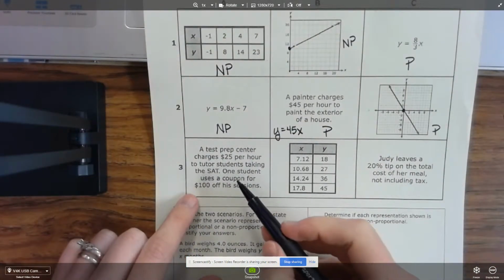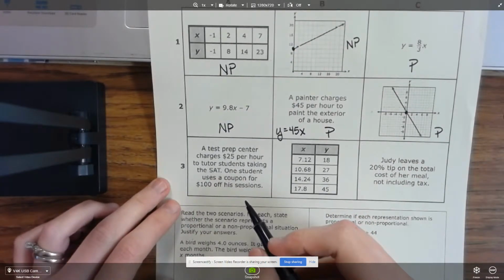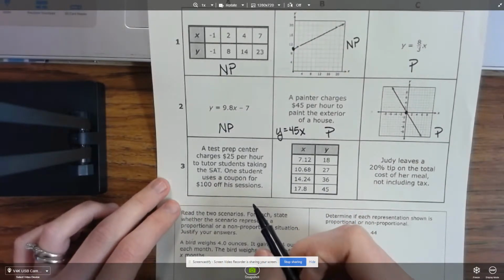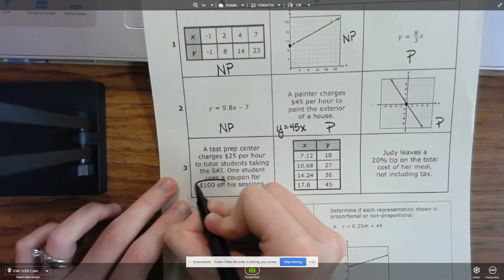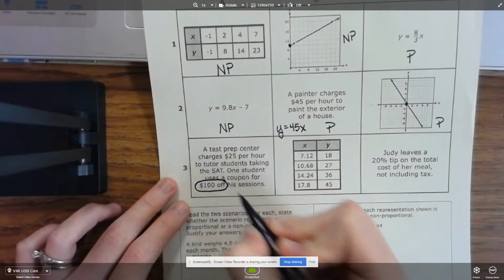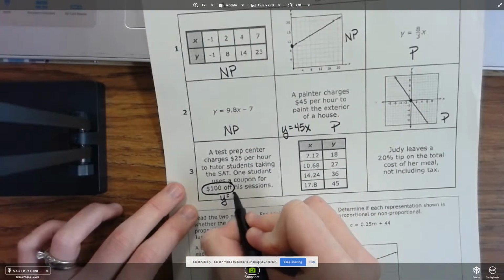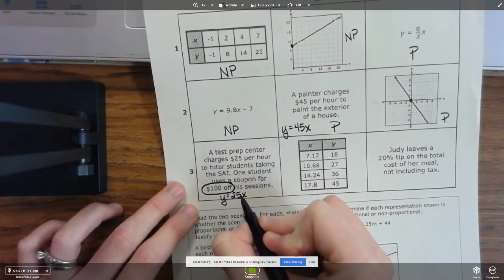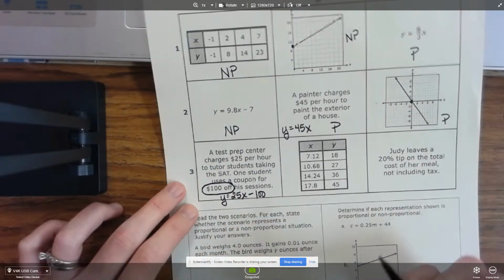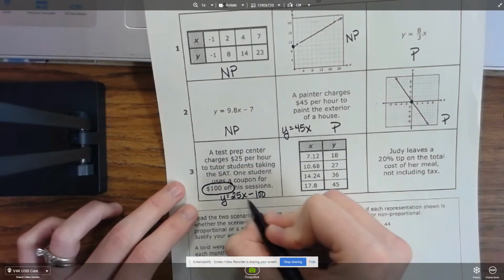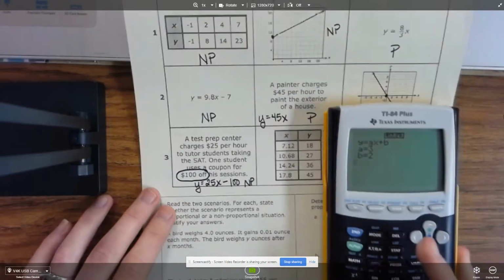All right, here's another word problem. A test prep center charges $25 per hour to tutor students taking the SAT. One student uses a coupon for $100 off his sessions. So what this is talking about, if I write it as an equation, is $25 per hour, but then this one student can take $100 off of that, or subtract $100. So as soon as we add or subtract, that becomes non-proportional.